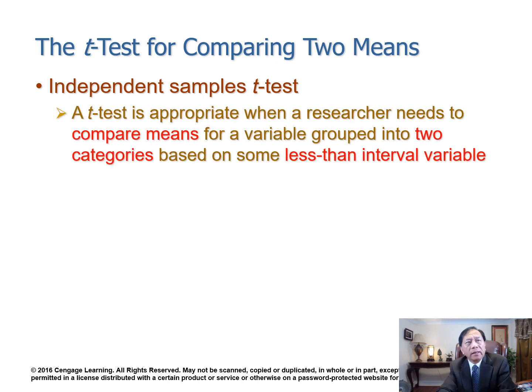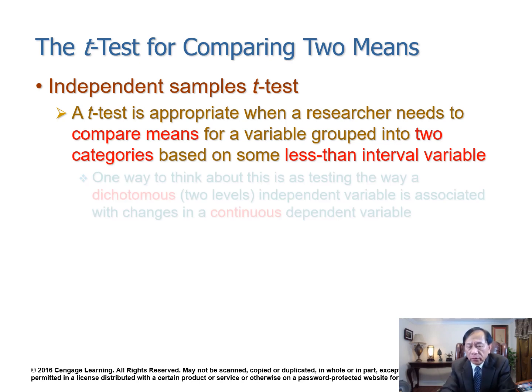Okay? Also, we can do a t-test for comparing two means, right? Independent sample t-test. A t-test is appropriate when a researcher needs to compare means for a variable grouped into two categories based on some less than interval variable. Between two categories, we can do a t-test.